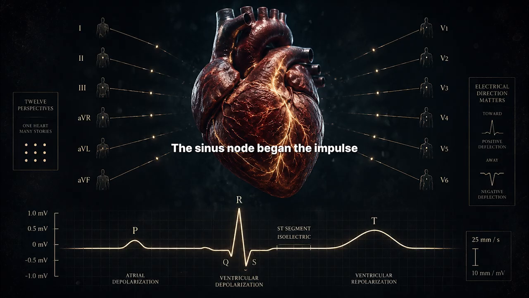The sinus node began the impulse, and the atria carried it through. Their depolarisation formed the P wave, small beside ventricular mass. The signal reached the AV node, where conduction briefly slowed. The pause let atrial contraction complete ventricular filling before the ventricles were told.